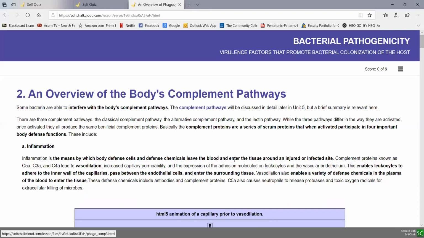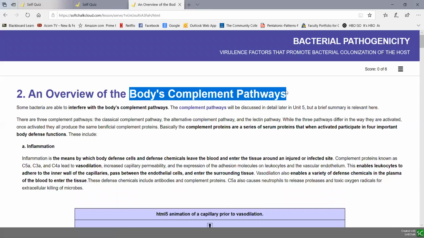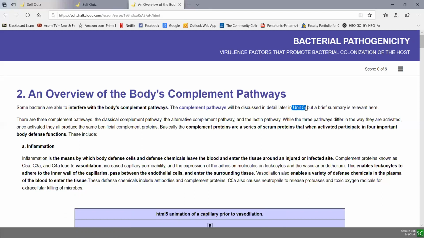Now, another thing we need to review is an overview of the body's complement pathways. The complement pathways are another key part of our immune defenses, especially in innate immunity. And again, we're going to take them up in detail when we get to innate immunity in Unit 5. But we need to understand at least the benefits of the complement pathways in body defense. And in fact, we learned these briefly also back in Unit 1. We had an objective on stating the 4 benefits of the complement pathway, which we have also in this unit.